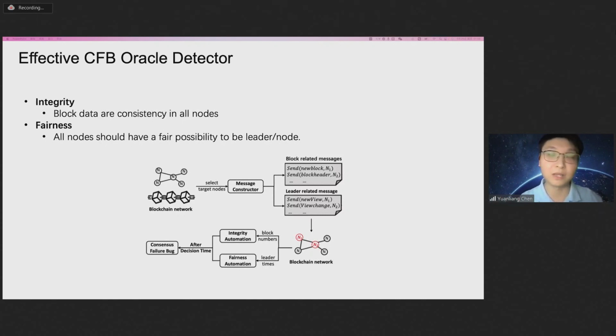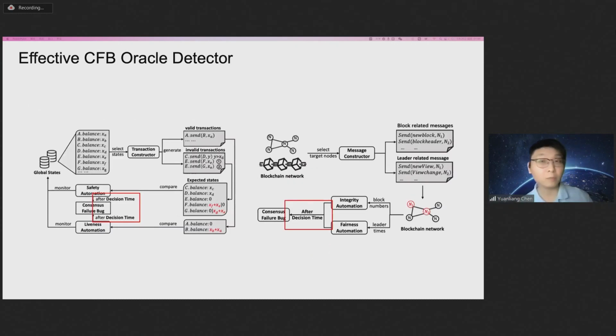If there is an inconsistency in the data of their local blocks for a decision time, then an integrity bug is found. Similarly, if the number of times of being leaders varies greatly for a decision time, then a fairness bug is detected. Here we have to notice that the decision time is really important for the bug detection. In a distributed environment, it is difficult to actually identify whether all nodes are in a finality state where all data are fixed.